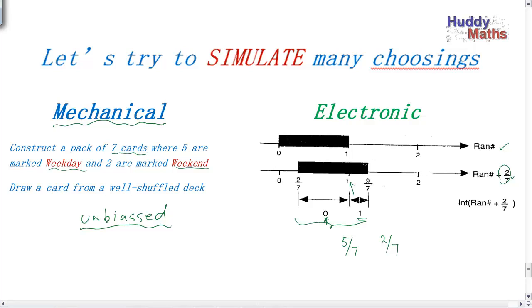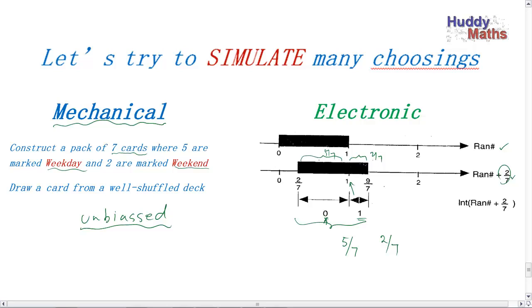And will they come up with equal likelihood? No. This bunch here is only 2/7 of the line, and this bunch is 5/7. So what does that mean? A 0 will represent the 5 out of 7 weekdays, and a 1 will represent the 2 out of 7 weekends. So we can do this simulation many, many times and see if our theoretical probability of 5/7 and 2/7 does come up and how long it takes to come up.